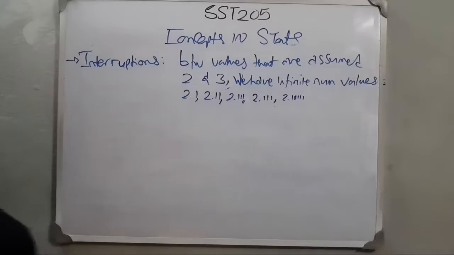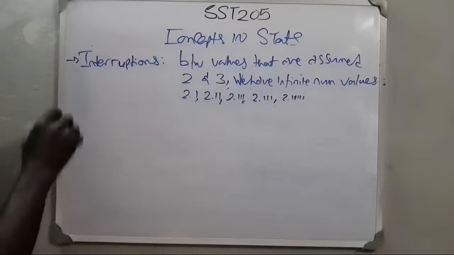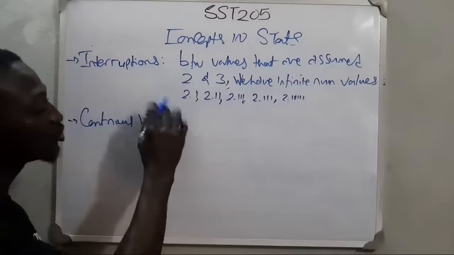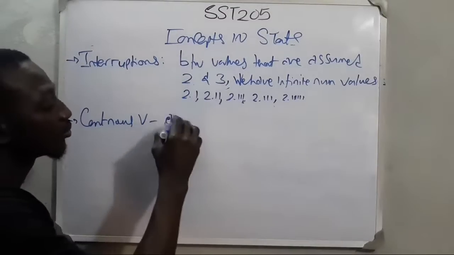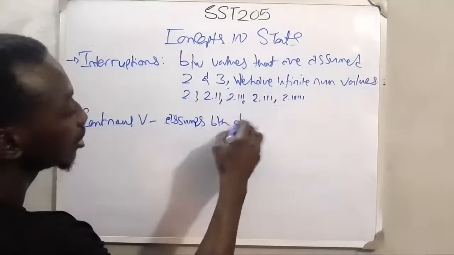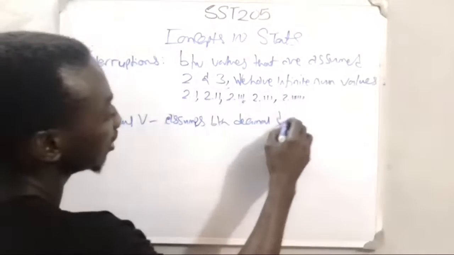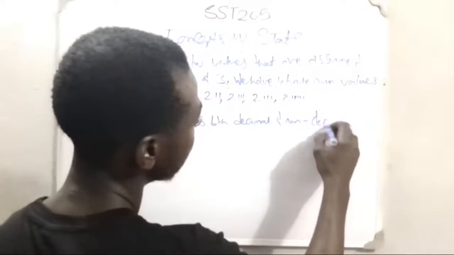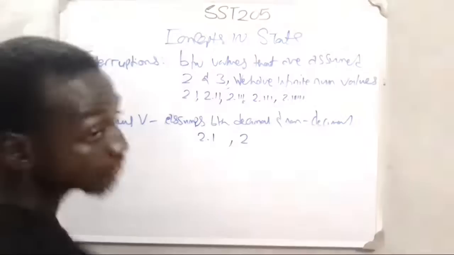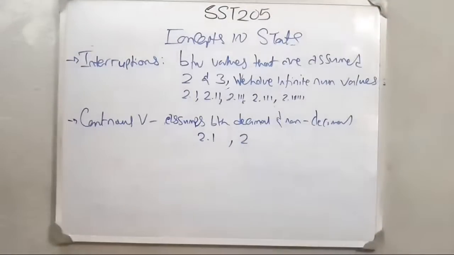Okay, now let's proceed. We have continuous variables. These are variables that can assume both decimal and non-decimal values. When we say decimal, we have 2.1. Non-decimal is just 2. So we have that.